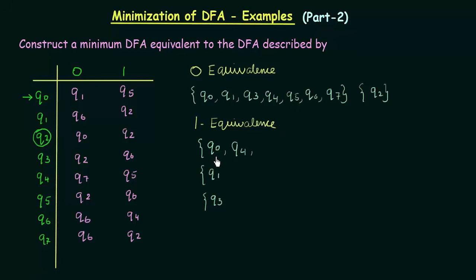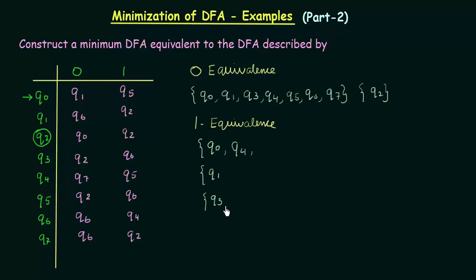And now let me check for Q5. Now Q5 I can check with either Q0 or Q4 because these two are already 1 equivalent to each other. So if it is 1 equivalent to either of them, it will be equivalent with both of them. So let me just check Q4 and Q5. Q4 and Q5 on getting input 0, they go to Q7 and Q2. Q7 is in this set, Q2 is in another set. So they cannot be 1 equivalent. So let me check it with Q1, Q5 and Q1. Q1 on getting input 0 goes to Q6 and Q5 goes to Q2. Q6 and Q2 fall in different sets, so they cannot be 1 equivalent to each other.